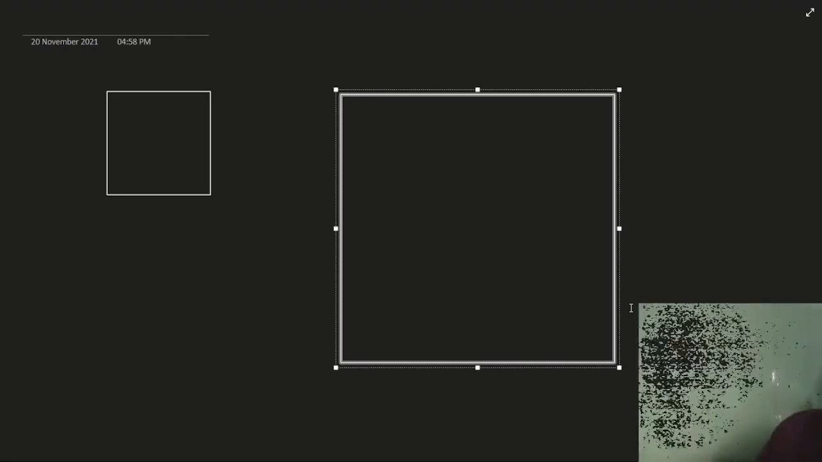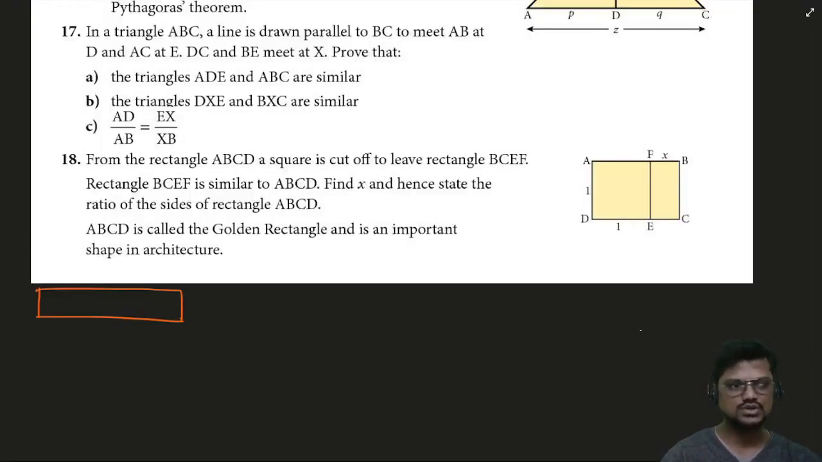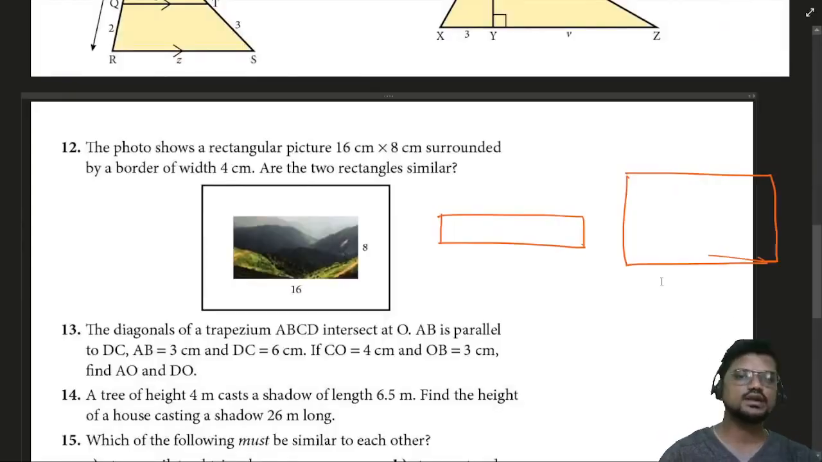It's a quadrilateral where the opposite sides are parallel. Yes, you are right. It's a quadrilateral where opposite sides are parallel. Now let's leave the parallelogram and all. First, what you need to understand: rectangles cannot be similar even though they are all 90 degrees, but all squares are similar. So what is the question over here? Are the two rectangles similar? No, they are not similar.